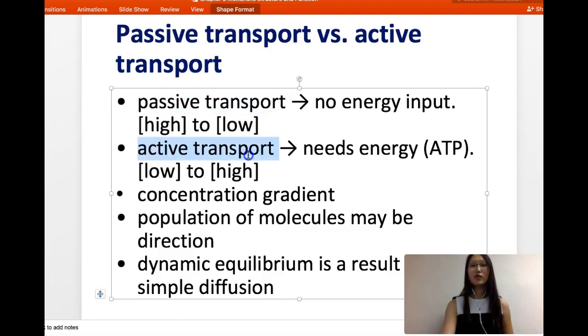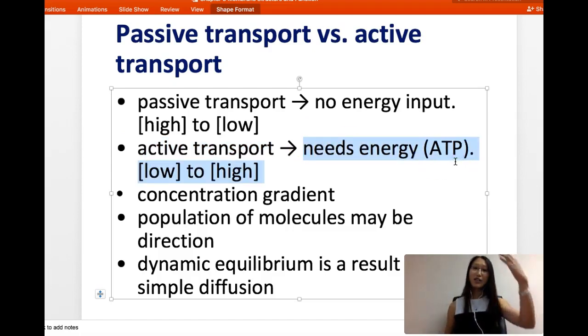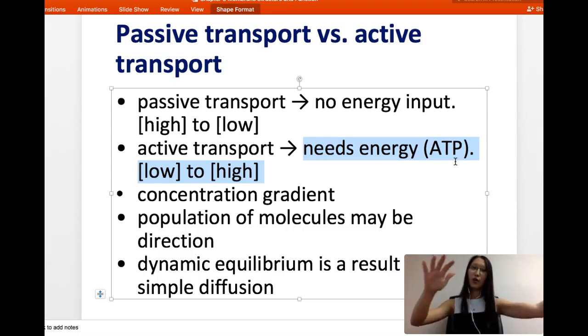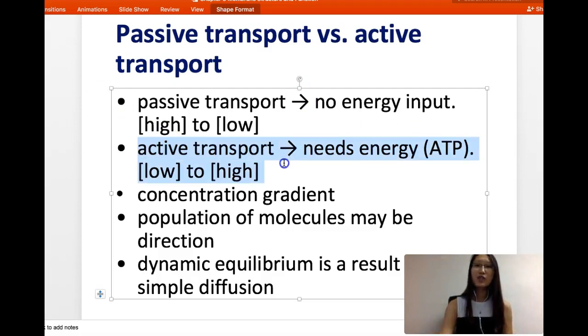If we have active transport, that's when we need energy, right? Because going from high to low is something that can naturally happen. If you spray Febreze on one side of the room, you can smell it on the other side of the room. There's nothing that you're doing to allow that to happen. It just happens because you have a high concentration of Febreze over here and no concentration of Febreze on the other side of the room, so it just flows over. However, active transport is against nature, right? Molecules don't want to go from a low concentration to a high concentration. So in order for that to happen, you have to have an input of energy in the form of ATP.